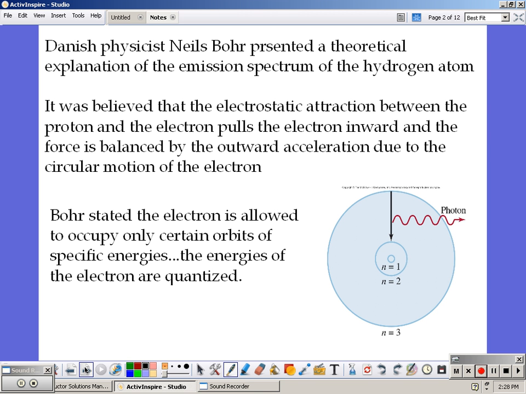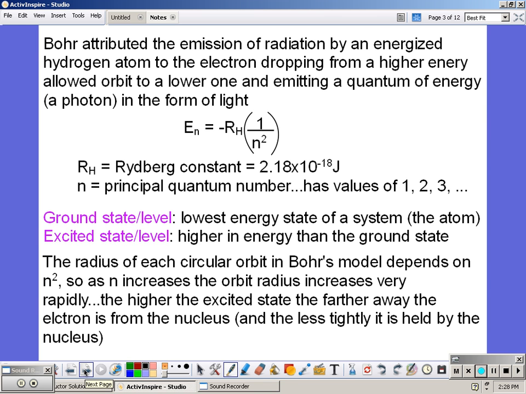Bohr stated that the electron is allowed only in certain orbits, so there are specific mathematical places where the electron can be found. Because those places have specific energies, it's said that the electron is quantized. It has a specific amount of energy. If you change what energy level it's on, you change the electron's energy. So Bohr attributed the emission of radiation by the energized hydrogen atom to the electron dropping from a higher energy orbit to a lower one, emitting a quantum of energy.